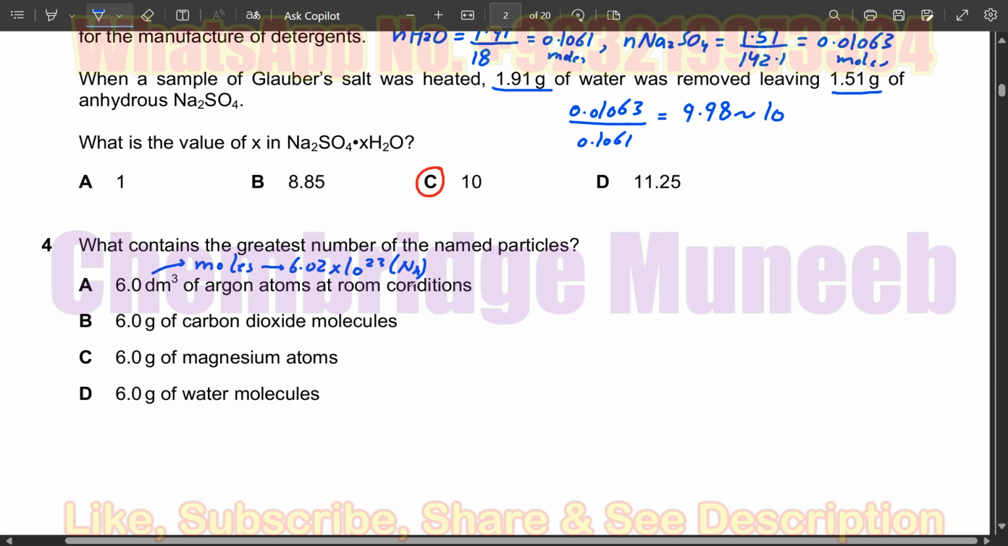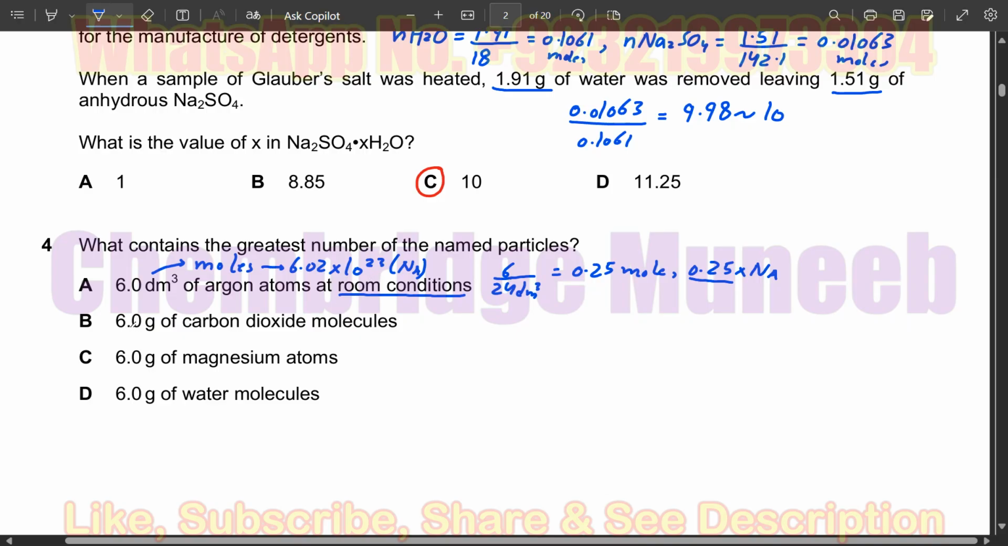So I have to do this separately for every species given. 6 dm cube divided by 24 dm cube, that is, volume divided by molar volume at room conditions, because the condition is given, so it must be 24 dm cube. The moles come out to be 0.25. Now this 0.25 is multiplied with Avogadro's number. I'm not writing the answer because we are concerned with the moles here, because for 1 mole the number of particles is one Avogadro's number.